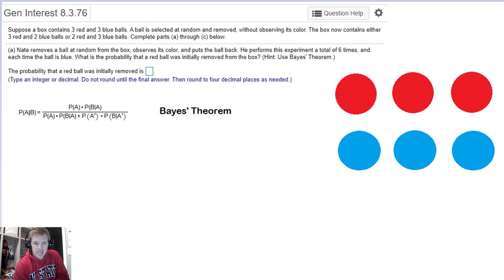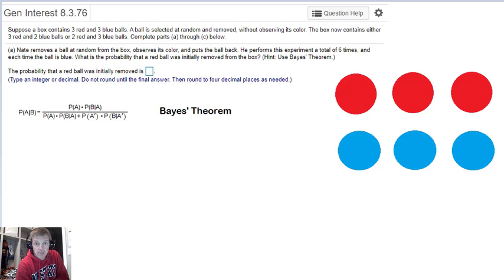And our hunch would tell us that it probably was if you pulled out blues every time, because there's one less red in that box. But we need to quantify this, and Bayes' theorem is a way to quantify that. So you have that big formula there, and we have probability of A and probability of B given A, and all these scenarios. And so let's establish what probability of A is.